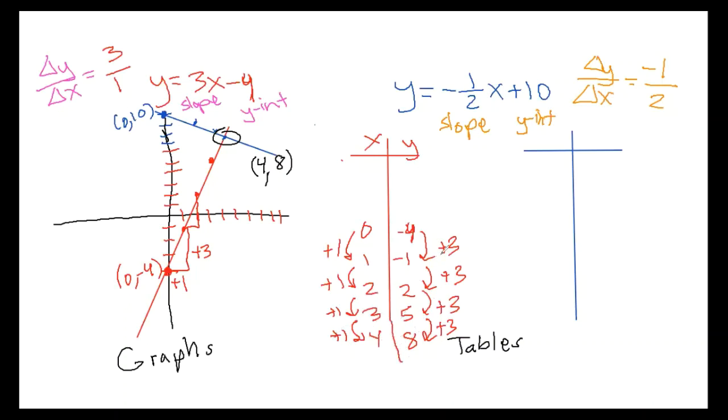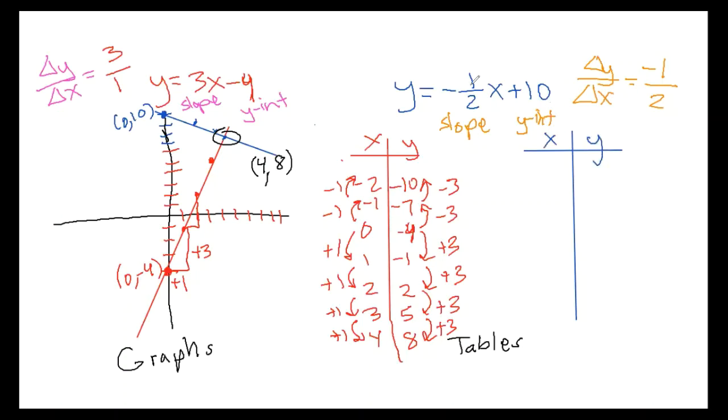Okay, so I have my table for my first graph. And if I want to go backwards, you just subtract 3 instead of adding 3, and subtract 1 instead of adding 1. So -4 minus 3 is -7. -7 minus 3 is -10. -1, -2.